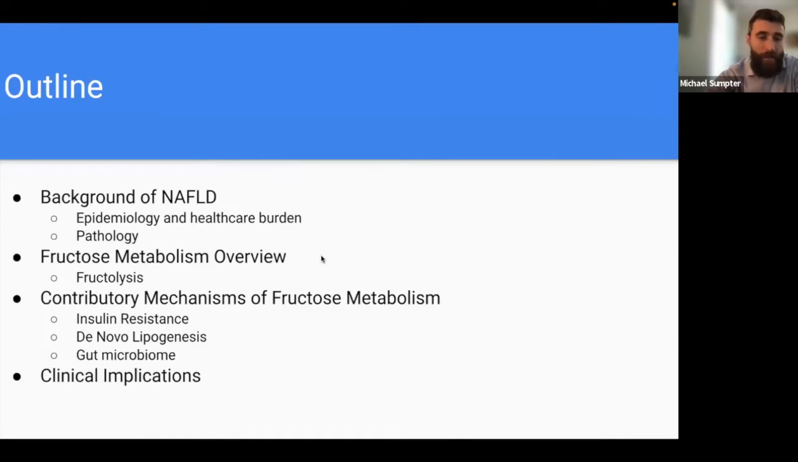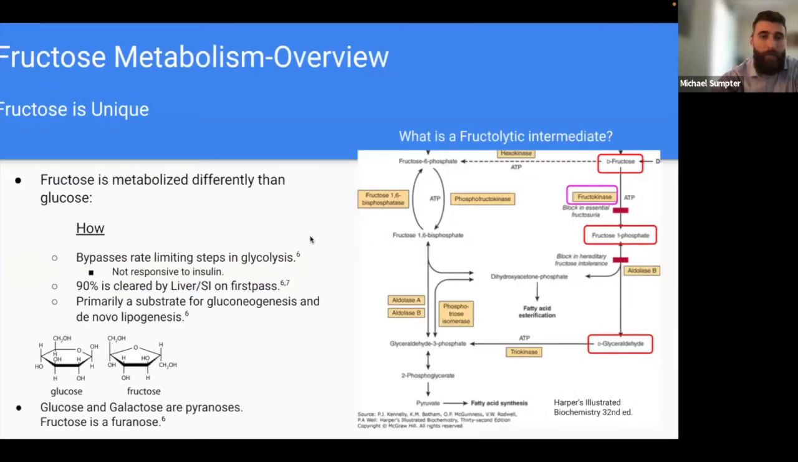All right, so back to the outline, just to show us where we're going. We just finished the background of NAFLD, and now we're going to move on to a fructose metabolism overview. So fructose, just a quick reminder of what fructose is. It's one of the main monosaccharides. It's going to be found in sucrose along with glucose, and it's also going to be found in high fructose corn syrup, and sucrose is just regular table sugar, just so we remember what exactly we're talking about.